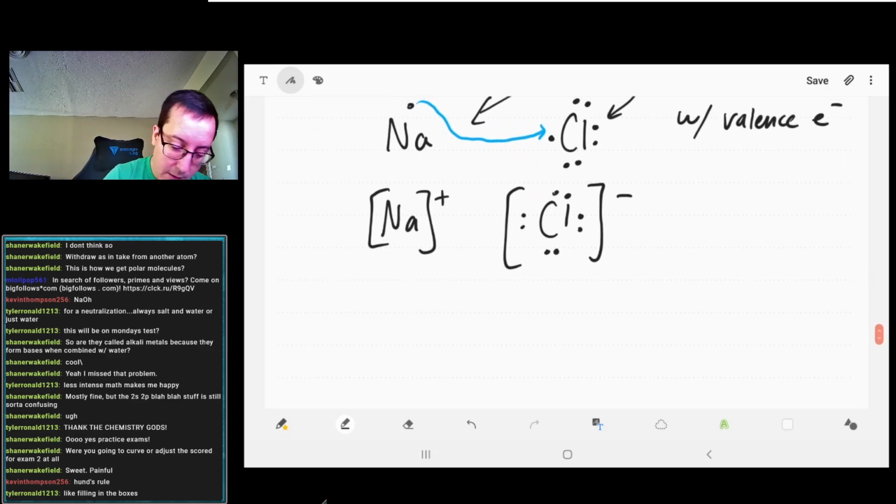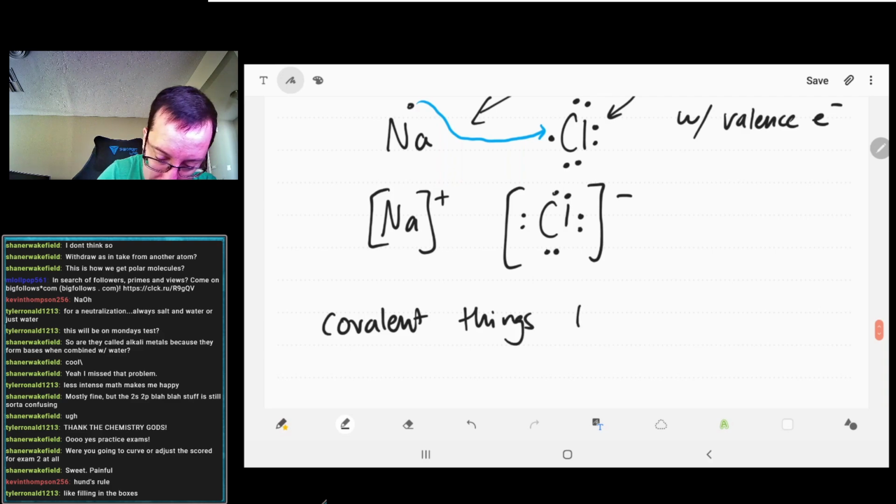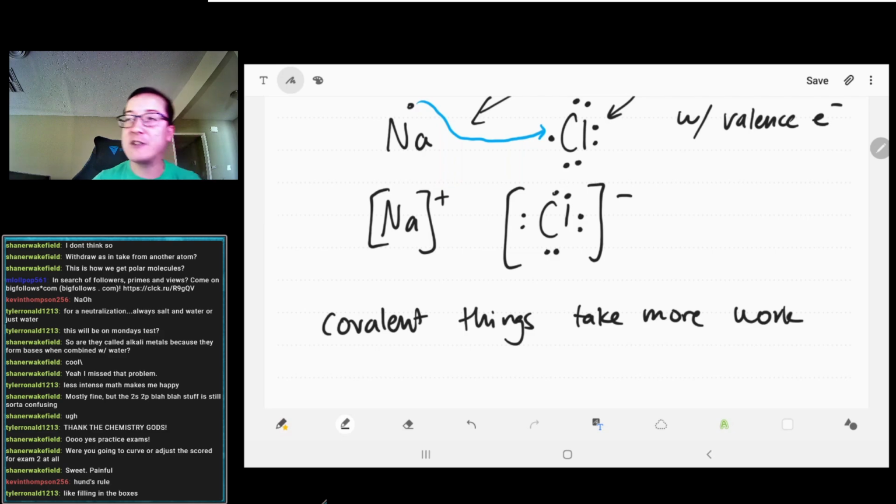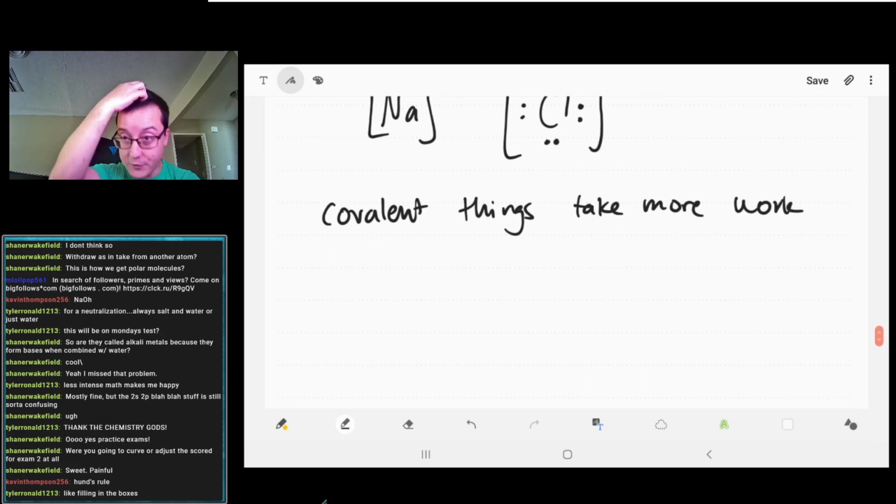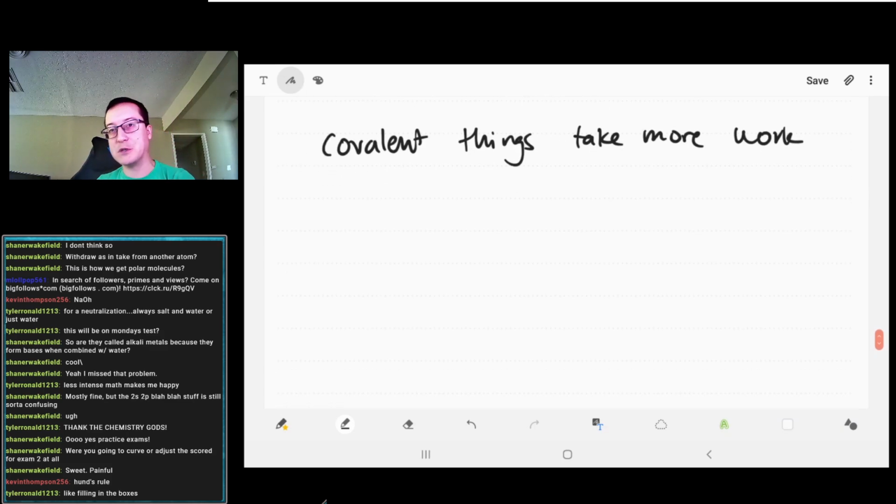I don't care. But covalent stuff, they take more work. I'm going to actually show you 2 ways to do it. You can use either way. They'll both work for you. The first way I like is a little bit easier, but the second way is a bit more traditional. So, first way.